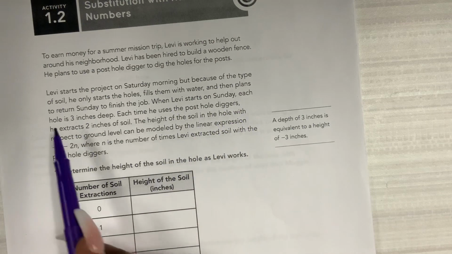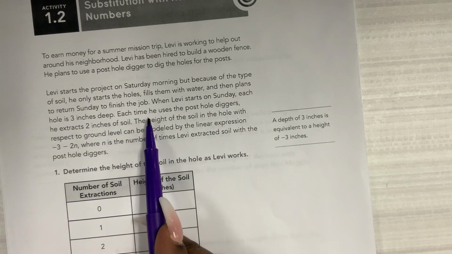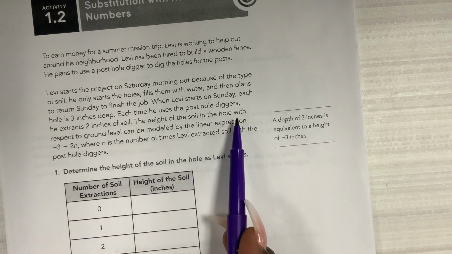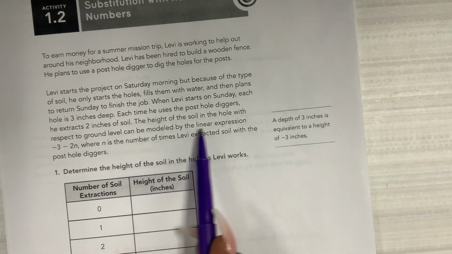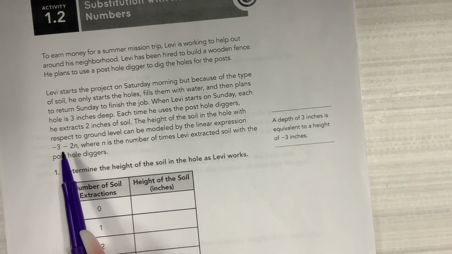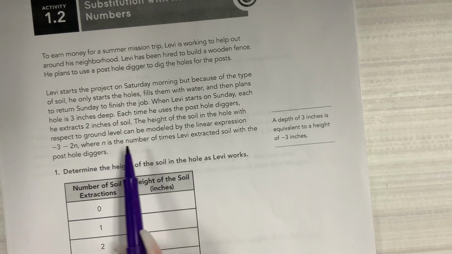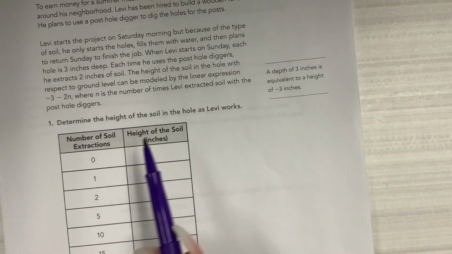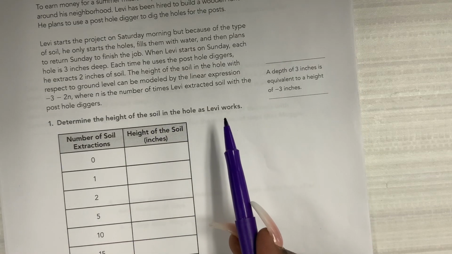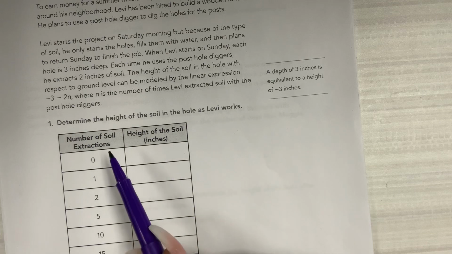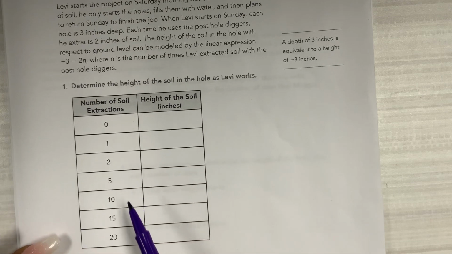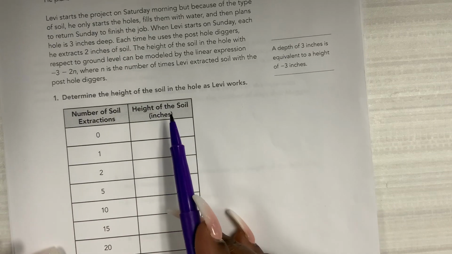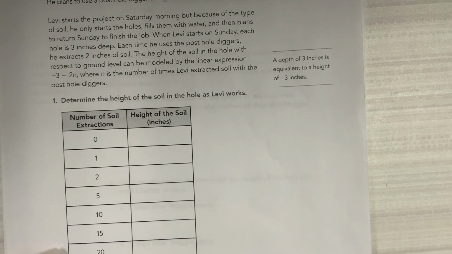When Levi starts on Sunday, each hole is 3 inches deep. Each time he uses the post hole digger, he extracts 2 inches of soil. The height of the soil in the hole with respect to the ground level can be modeled by this linear expression, -3 minus 2n, where n is the number of times that Levi extracted the soil with the post hole diggers. So what we're going to do is determine the height of the soil in the hole as Levi works. So these are the number of soil extractions that we have, and then here we're going to use that equation, -3 minus 2n, to figure out the height of the soil in inches.